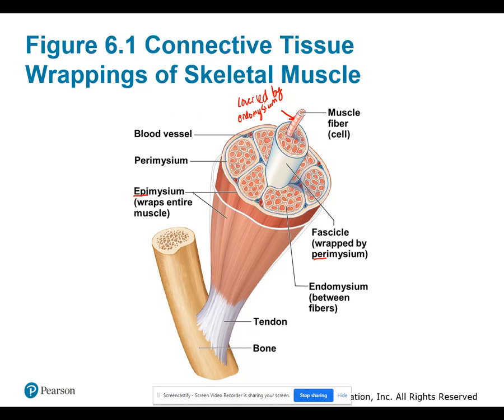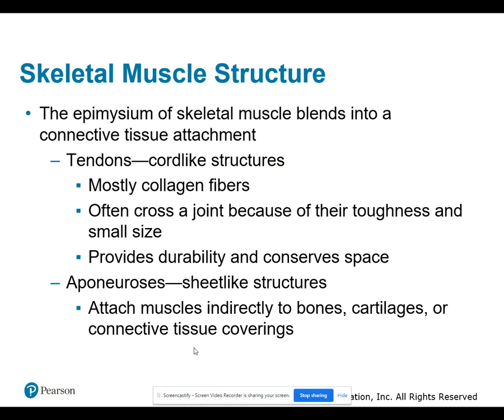Now on the next slide, we're going to talk about how this epimysium will actually blend into a tendon to allow your muscle to attach. So the epimysium blends into some type of connective tissue. An example of this could be a tendon. That's a cord-like structure. It's made up of a lot of collagen fibers, and that makes it tough, yet able to stretch and move.